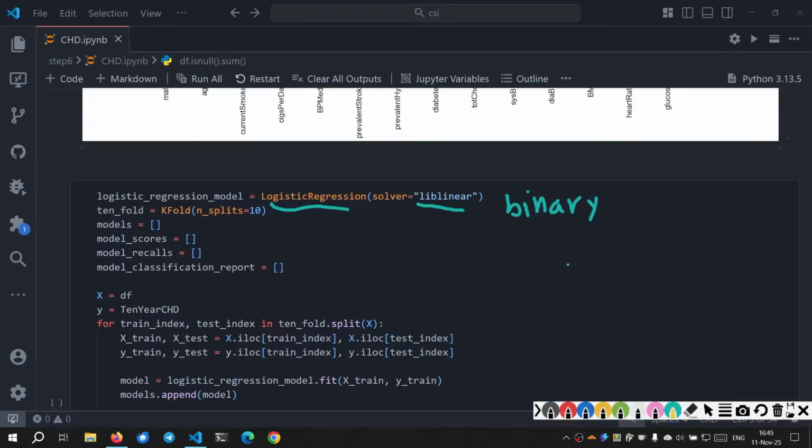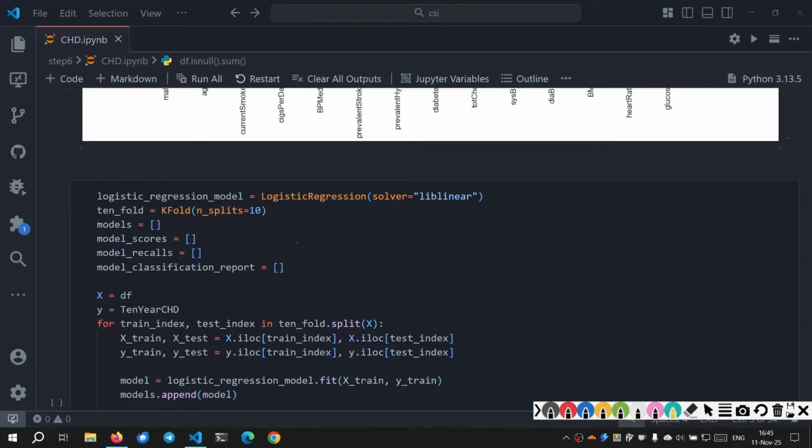And it's also good when you have a small data set, which we do. We only have like 4K rows, so 4,000 data points. So we're going to use that. And we're going to use cross-validation to get the best model. In this case, we're using tenfold, so 10 splits of data. You can see it here.